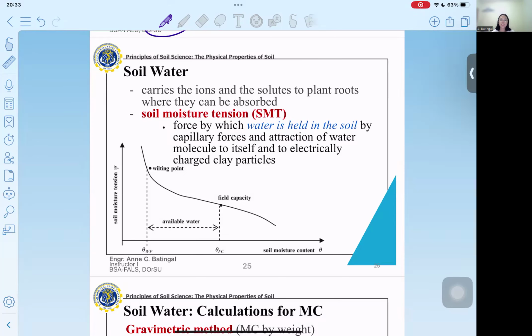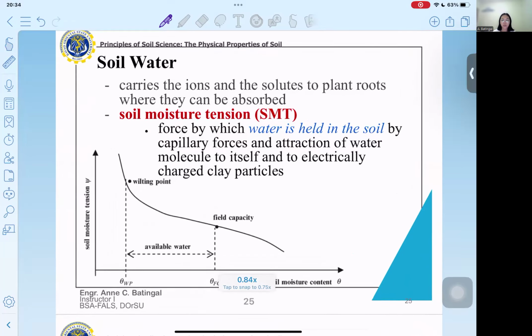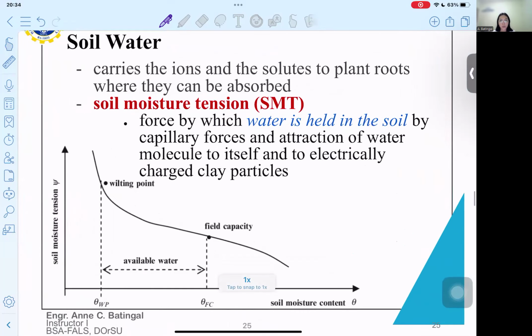So to continue our discussion with regards to the soil physical properties, we have your soil water. Now, your soil water is important for the growth and development of your plants because it is the one responsible in carrying the ions and the solids to the roots of your plants where those nutrients can be absorbed. Now, the force that must be overcome by the plant roots to draw water from the soil is what we call your soil moisture retention.